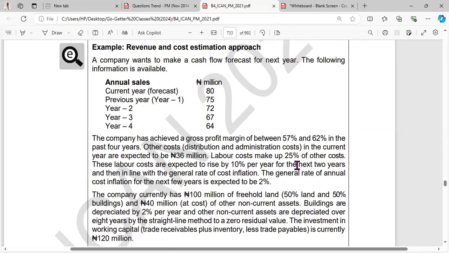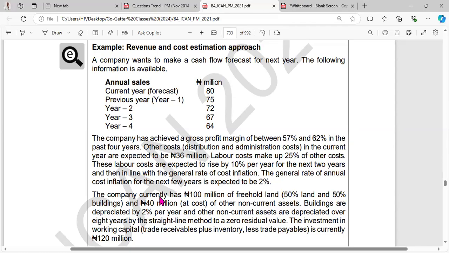So we have other costs apart from the cost of sales. Let's say other costs, which is distribution and administration costs, is 36 million. 25% of this is labor costs. These labor costs are expected to rise by 10% for the next 2 years, and then in line with the general rate of inflation. The general rate of annual inflation for the next few years is expected to be 2%.